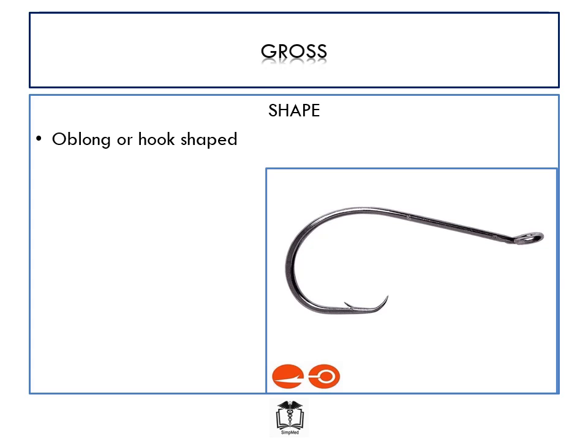The pancreas is regarded as an oblong or hook-shaped structure. Usually, the tail end of the pancreas tends to mirror the blunt edge of the hook, whereas the head of the pancreas tends to mirror the sharp end of the hook. And that is what we refer to as an oblong or hook-shaped structure.